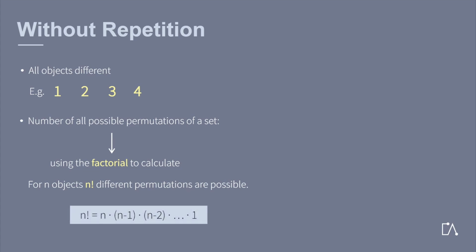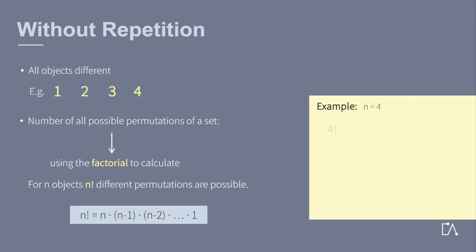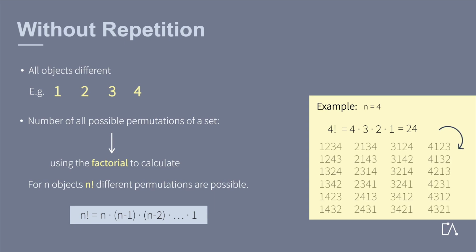The formula for factorial is as follows. N factorial is equal to n times n minus 1 times n minus 2, and so on until times 1 is reached. For our example, this means we have to determine 4 factorial. Using the formula, we calculate 4 times 3 times 2 times 1. This gives us the result 24. We can easily check that there are indeed 24 different possibilities to order the numbers from 1 to 4.